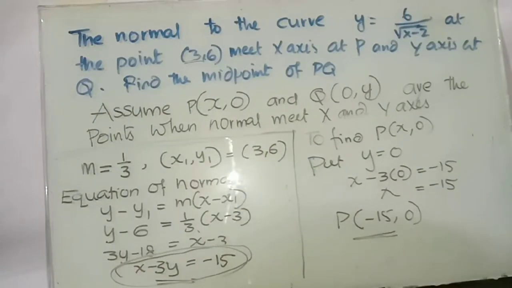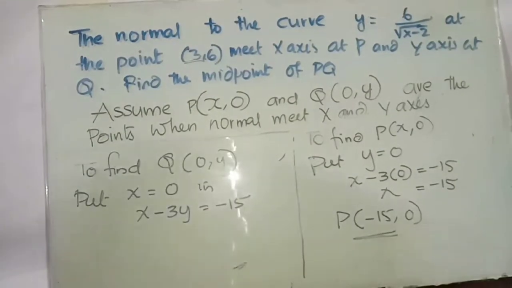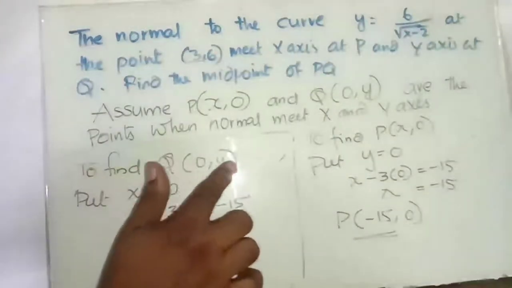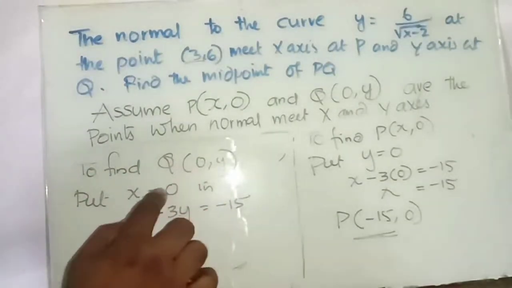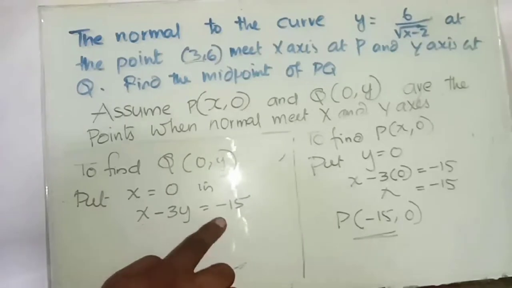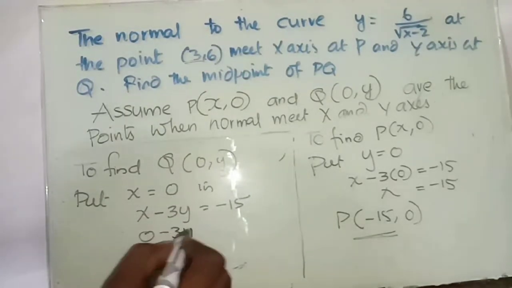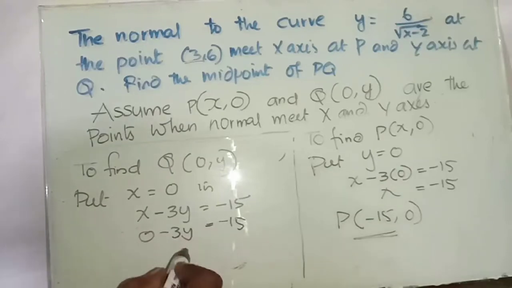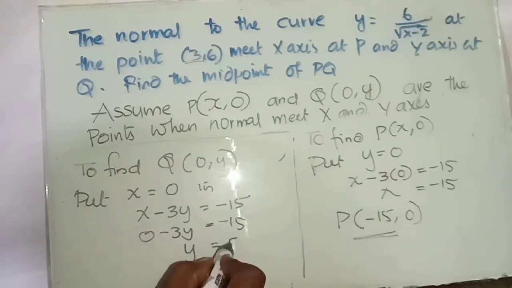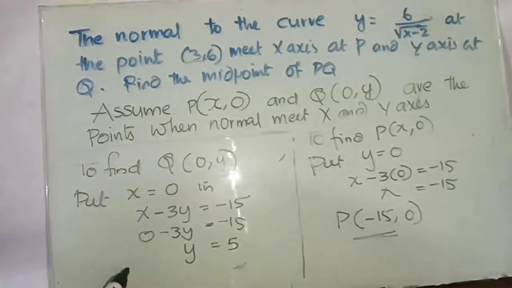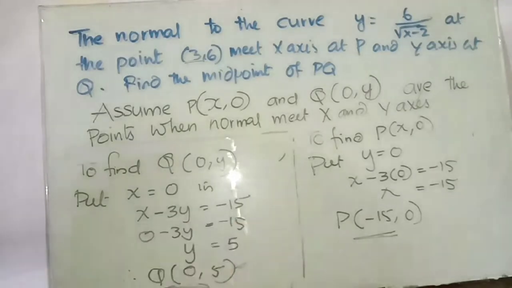Similarly, we can calculate Q. So to find Q, 0, y, put x is equal to 0 in the equation x minus 3y is equal to minus 15. So it becomes 0 minus 3y is equal to minus 15. Do the calculation, we get y is equal to 5. Therefore, the point Q is 0, 5. So here we get both the answers.